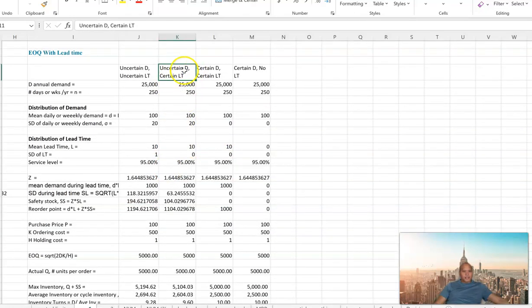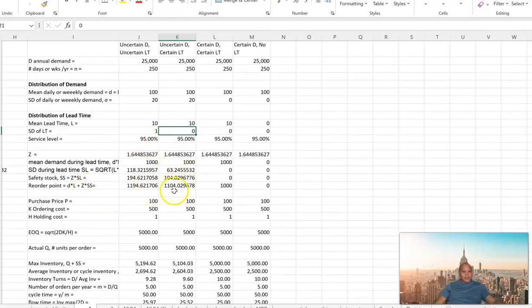We have uncertain demand, meaning the standard deviation for demand is non-zero, and you have certain lead time, meaning the standard deviation of lead time is zero. Meaning you are sure that the lead time will be 10 days exactly. In the previous case, you're 10 days plus or minus 1 day. Here you're sure it's going to be exactly 10 days. So the consequence is that the reorder point will be lower.